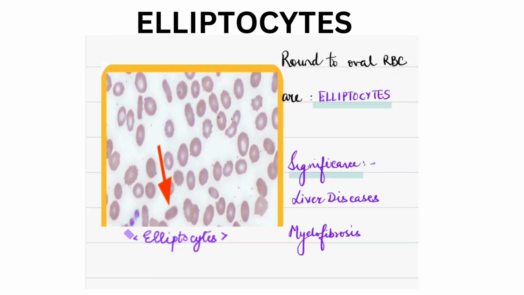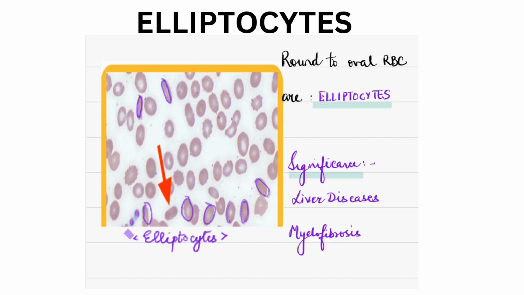Now, what you can observe in this slide, there are normal RBCs, and also one very peculiar formation of one shape which is round to oval. So this is an oval, again oval. This is also an oval, oval, and oval.